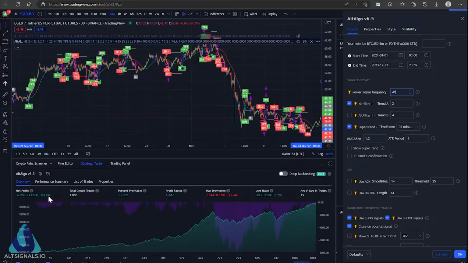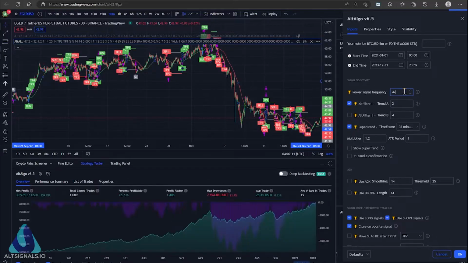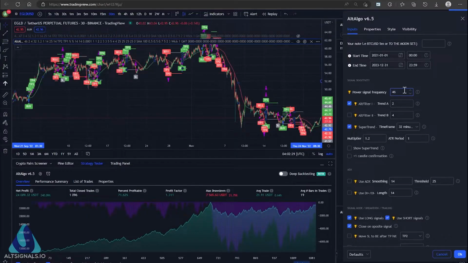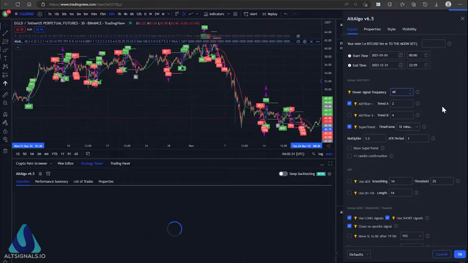Okay, kind of similar. As you can see, a huge improvement. We went from 270 to 330, so that's good. Let's go down again, and then it goes down again. So 48, let's see 46, but 48 was the best one for now. Okay, and then it goes down again. So let's leave 48 for now.